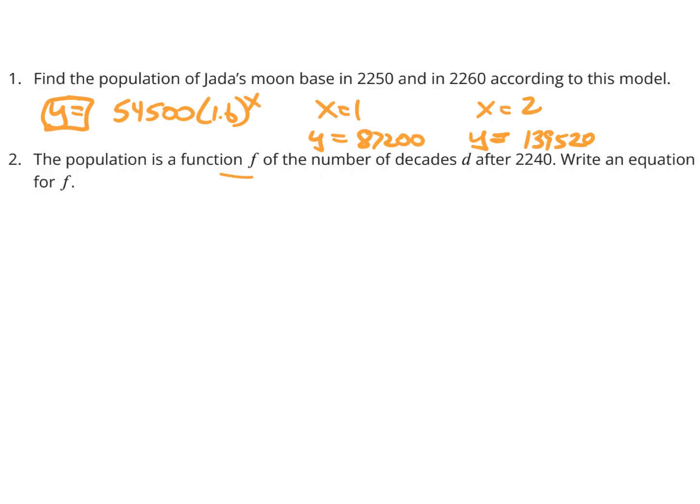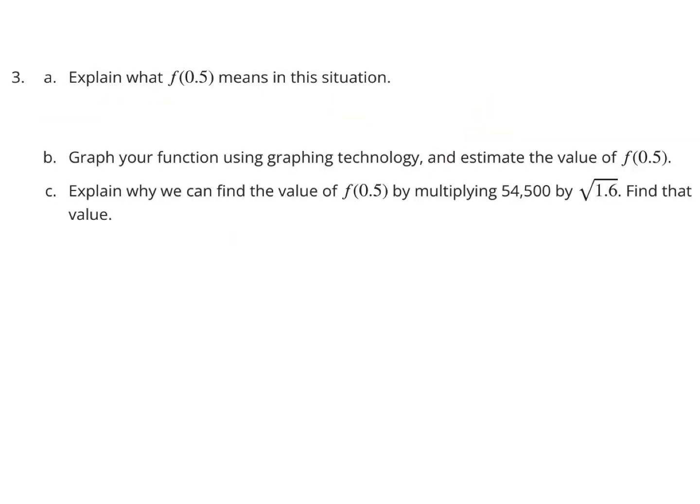Now, write the function in function notation. So we're going to write f as a function of decades is 54,500 times 1.6 to the d, where d stands for decades. Now, what does f of 0.5 mean? 0.5 times a decade, which is 10 years, gives us 5 years.